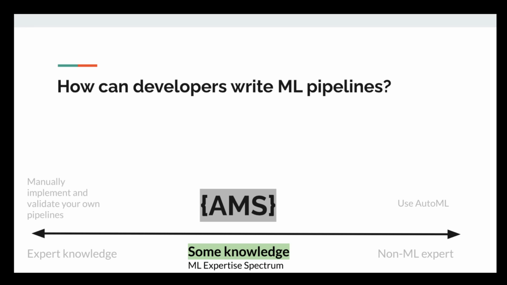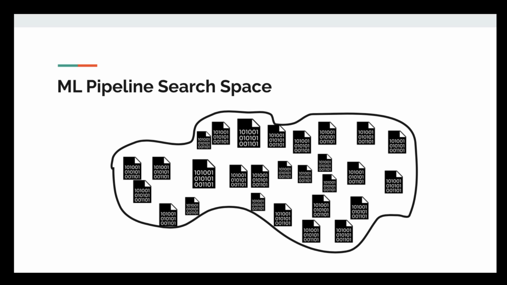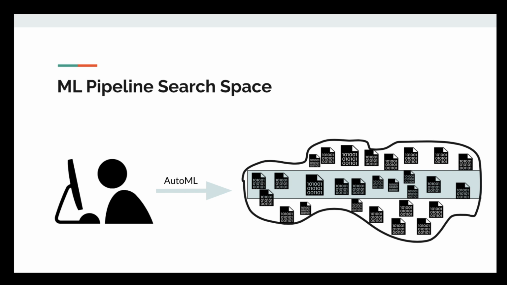In order to understand how AMS influences the pipeline search, we must first introduce a key player, the machine learning pipeline search space. This is the set of all pipelines you can obtain when you compose operators in different ways, set hyperparameters with different values, and so on. The first thing to note is that this is an extremely large set of programs. So you as a user may want to use an automated machine learning system to efficiently search this space.